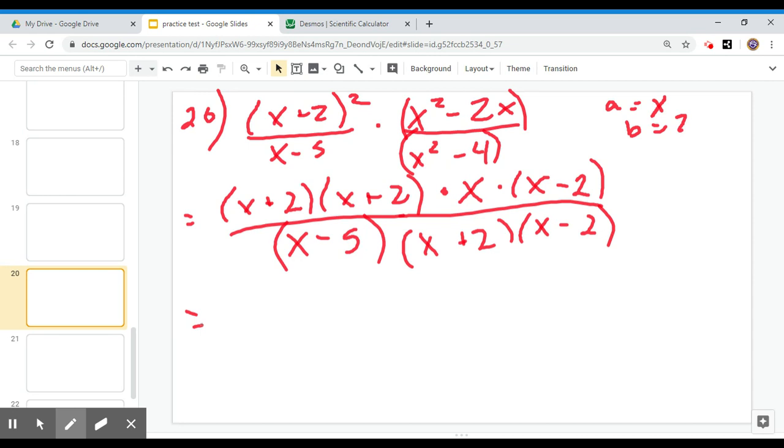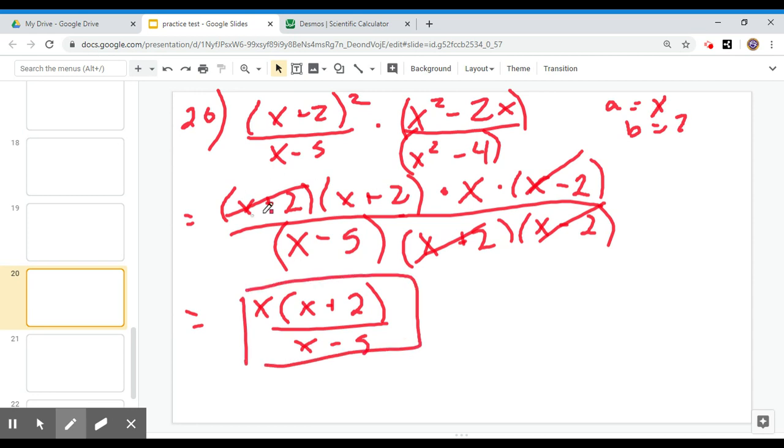So now we have a bunch of different factors here, and we cross out factors that are exactly the same. So first we've got this x minus 2 and x minus 2 right there. We've got an x plus 2 and an x plus 2. Now we're left with an x and an x plus 2 in the numerator and an x minus 5 in the denominator. So this is why I like to write this out as 2 factors, because we only crossed out one of them, not both of them.